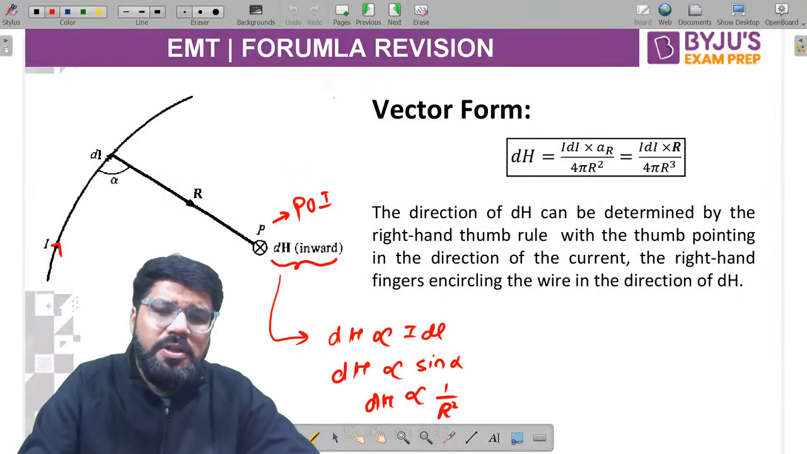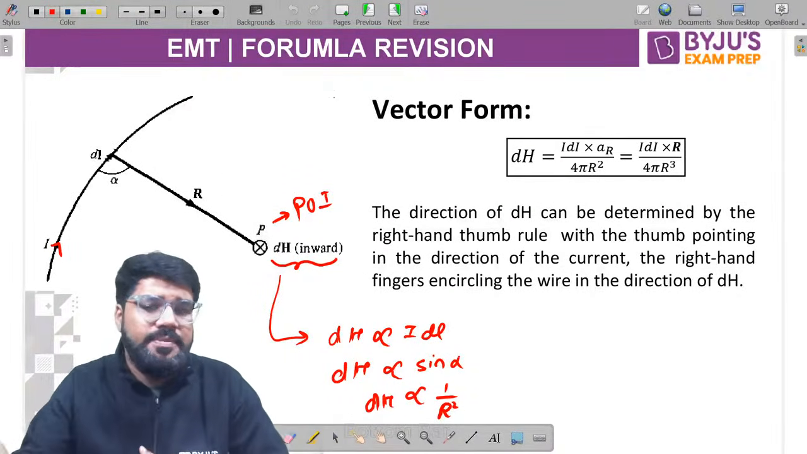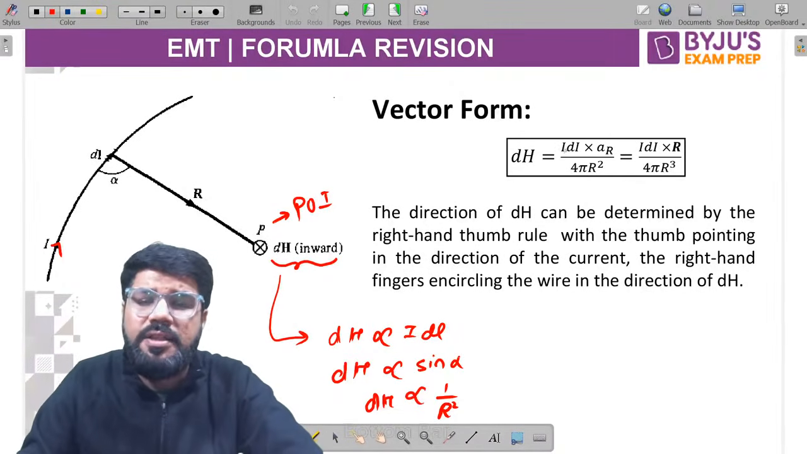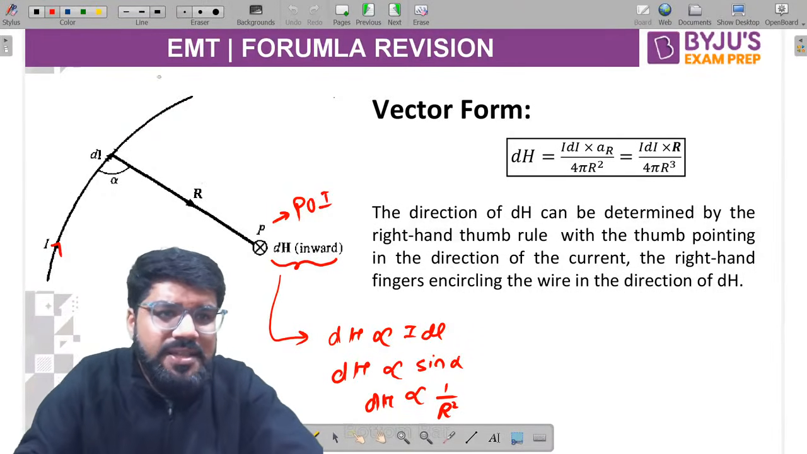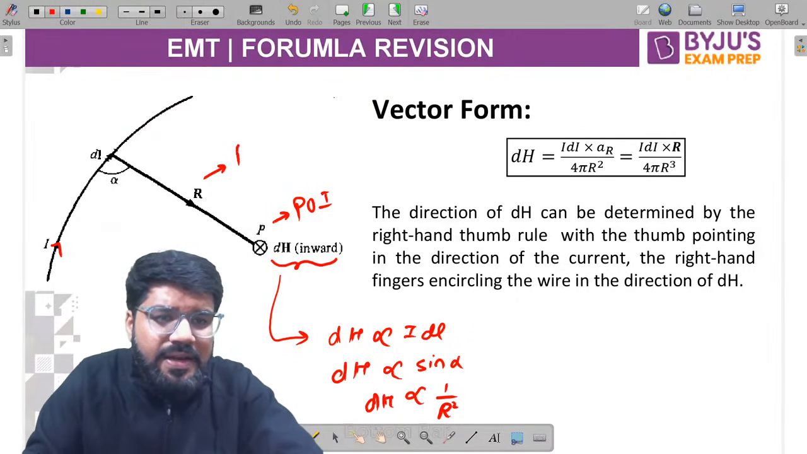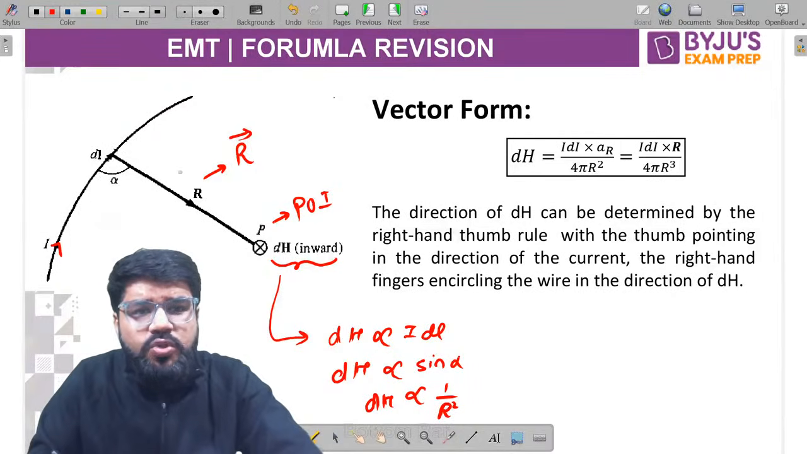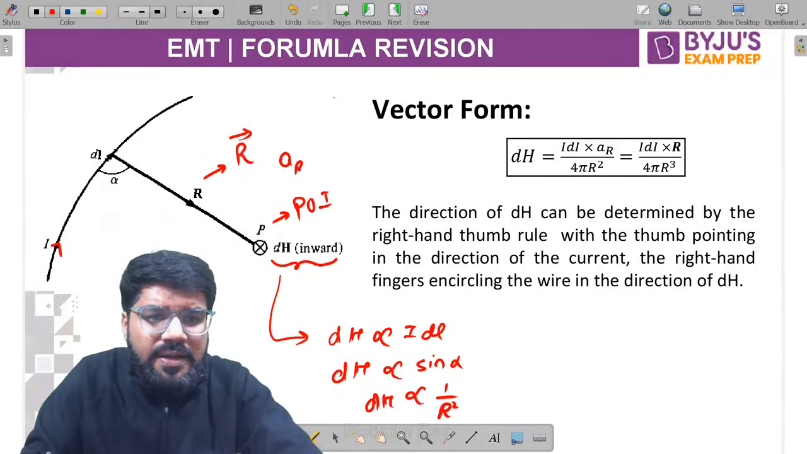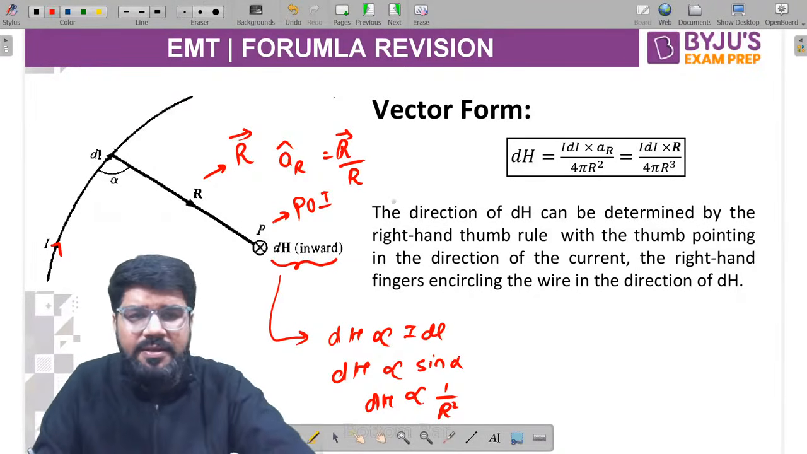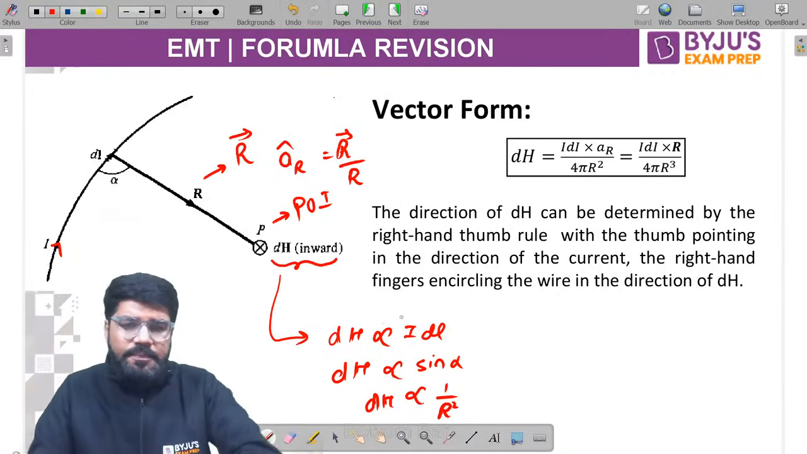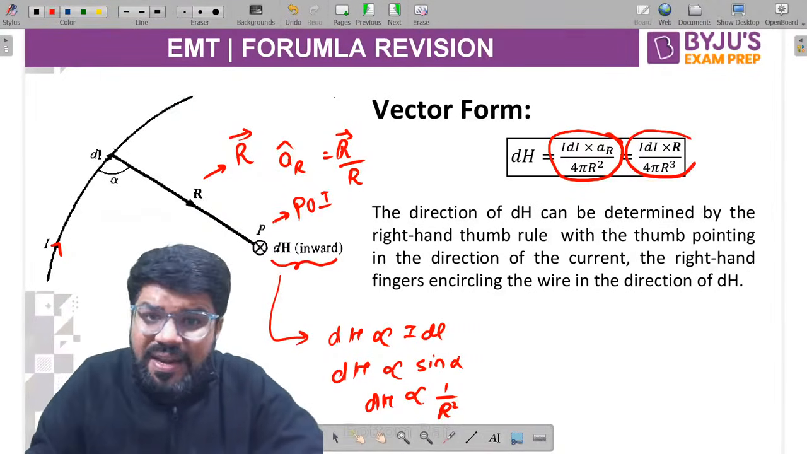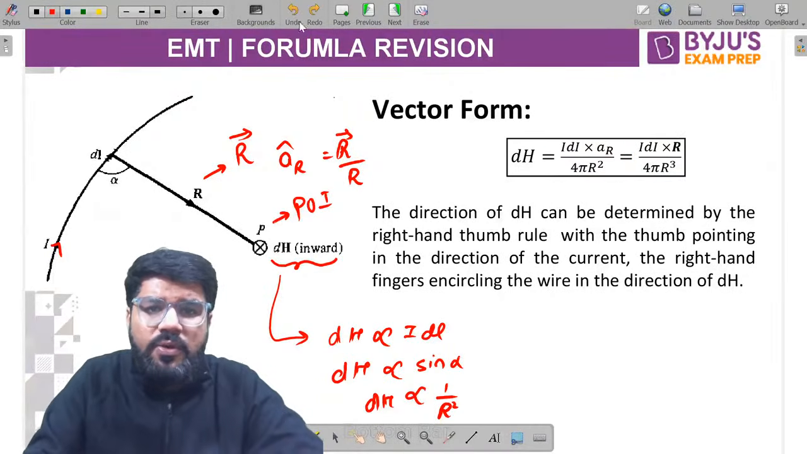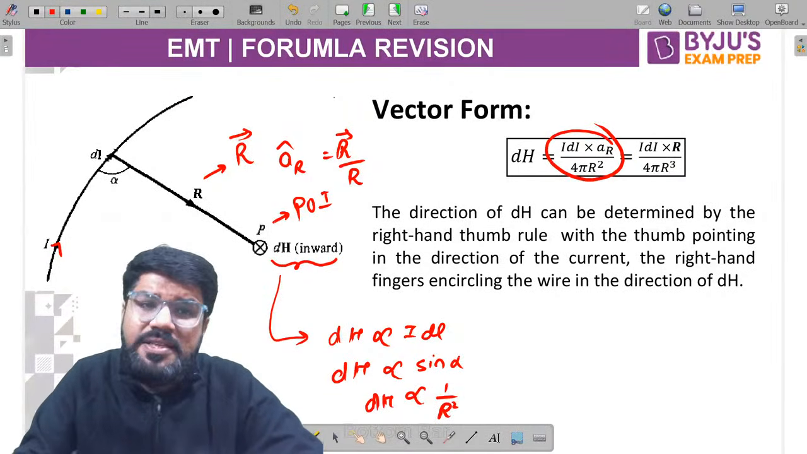Now, since sin theta is involved and sin theta comes in the cross product, this dH was also written in the form of a cross product: IdL cross aR by 4 pi r square. What is aR? This is the vector R, the vector from the source to the point of observation. So the unit vector aR is of course the vector divided by its length R. So it is IdL cross aR upon 4 pi r square, or IdL cross vector R divided by 4 pi r cube if you write it in terms of the vector R. In terms of unit vector, this is the formula.